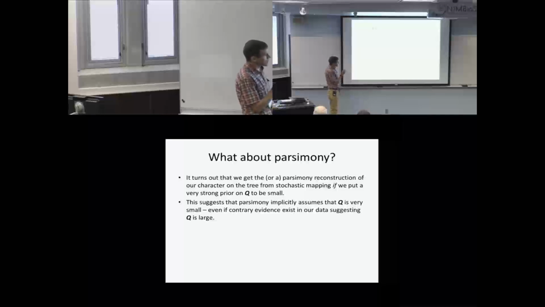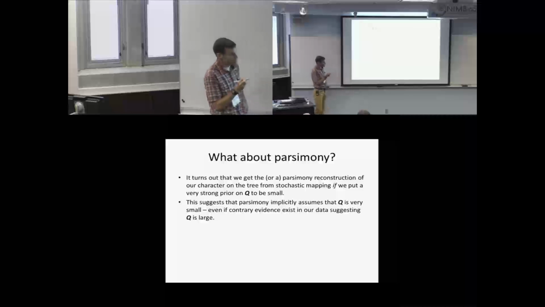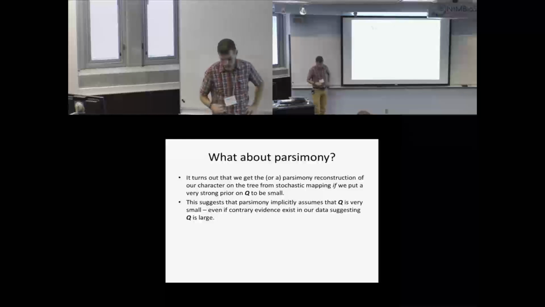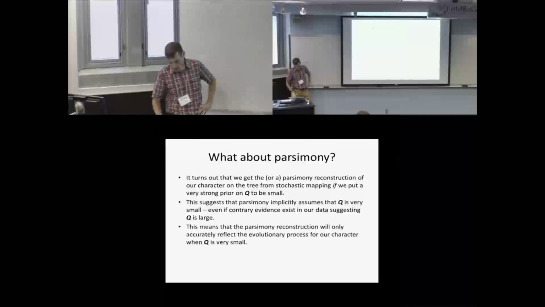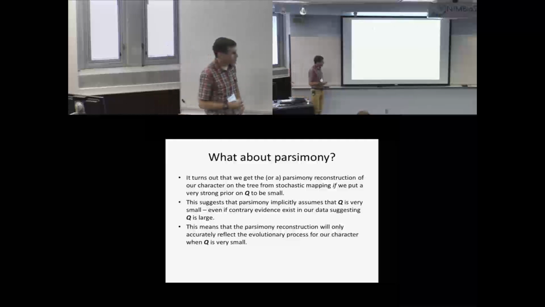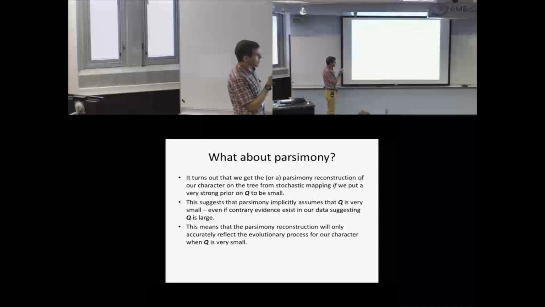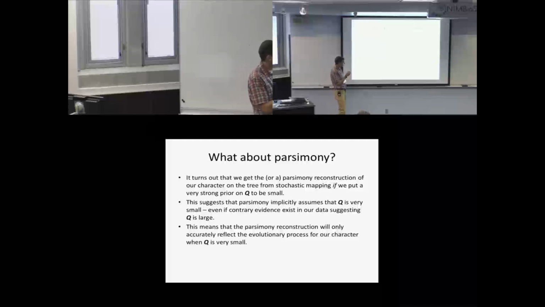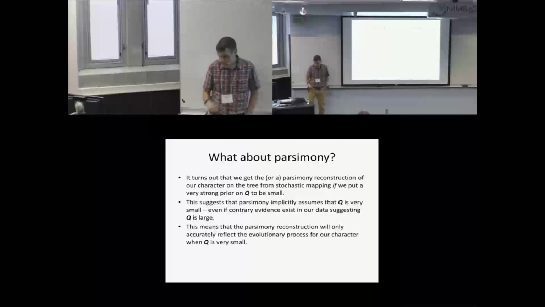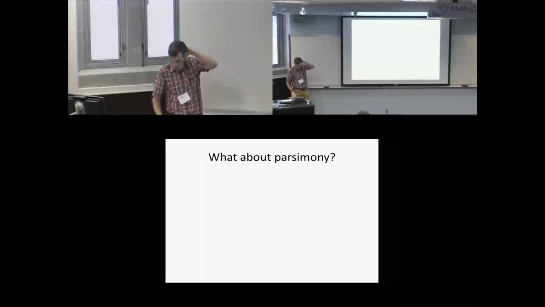And so what this suggests to me is that parsimony implicitly assumes that the transitions are extremely rare, or the transition rates are very small, even if the data suggests something contrary to that, even if the data suggests that the transition rates are large. So if we use parsimony, we're making this assumption even if the data suggests it is incorrect, and conversely, parsimony reconstructions will only tend to accurately reflect the evolutionary process for our characters when the transition rates are indeed very small, or the transitions are indeed very improbable.